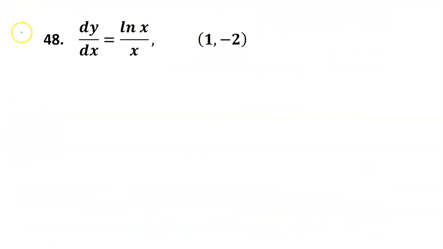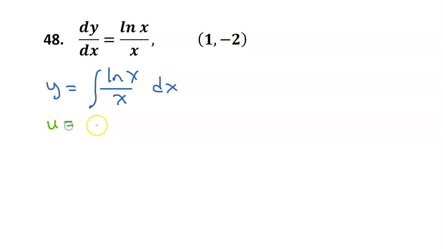Here we go again. Let's integrate both sides of the equation to get y by itself. So immediately I have y equals the integral of natural log x over x dx. Let's do a u substitution. Let's let u equal natural log x and see what happens.